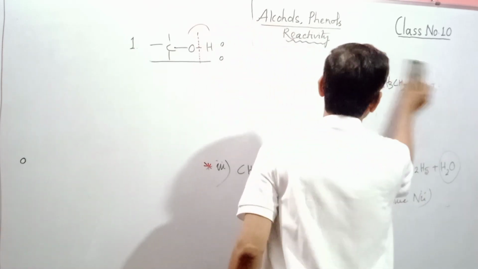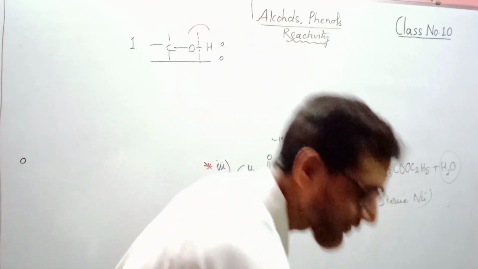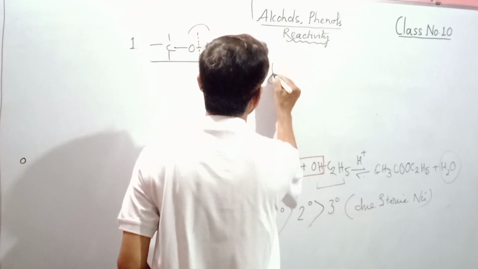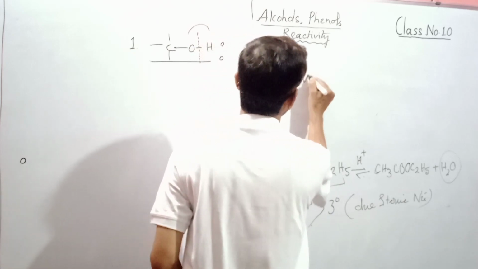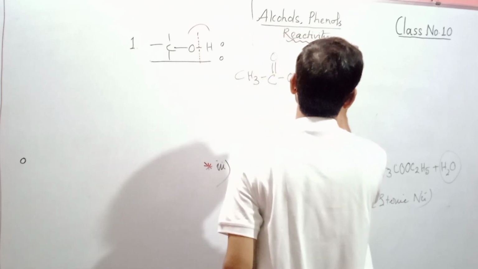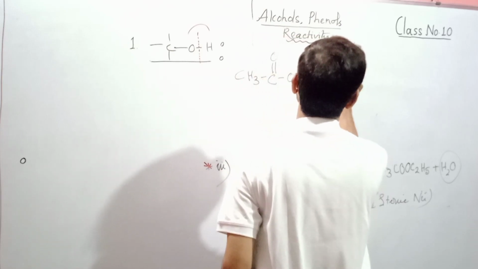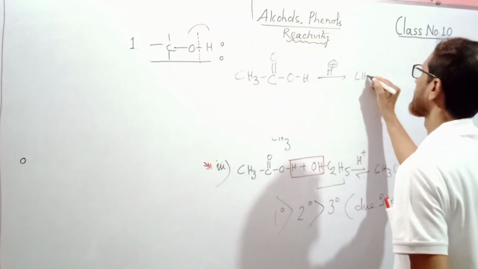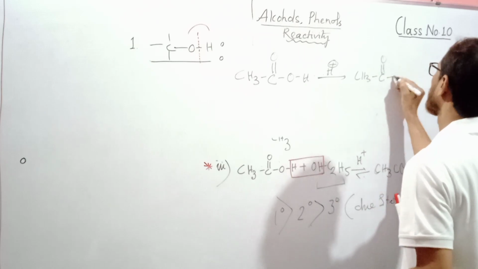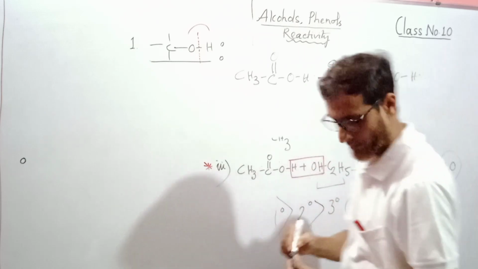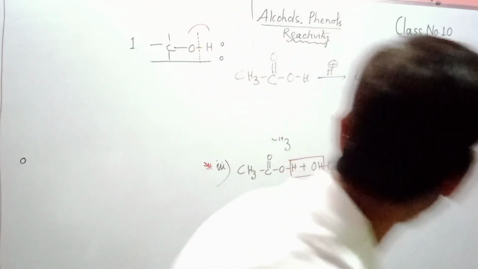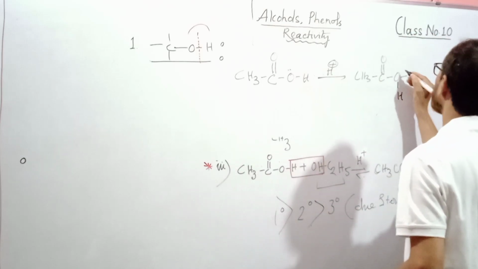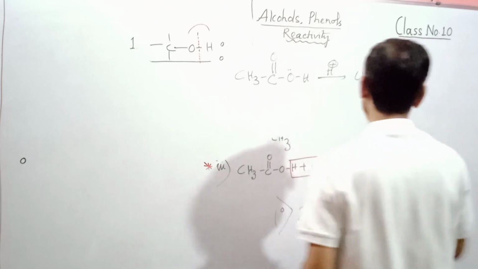So within a very short time, I am showing you a short mechanism of the reaction. CH3, C double bond O, H. In the first place, it reacts with acid. So what happens here? CH3, C double bond O, H, and due to the presence of this, H enters here, we get this.